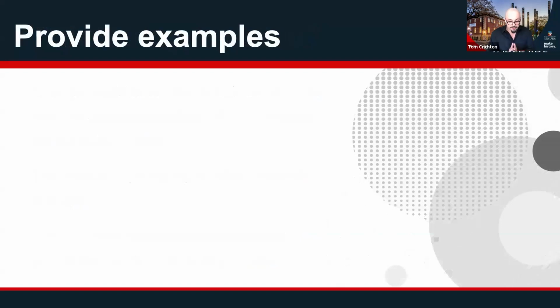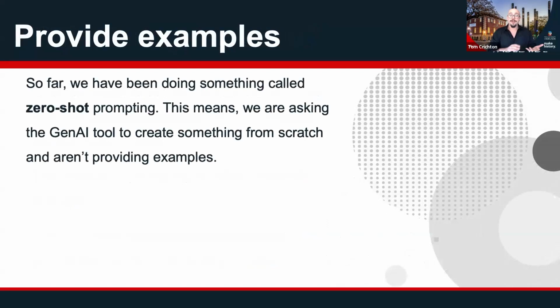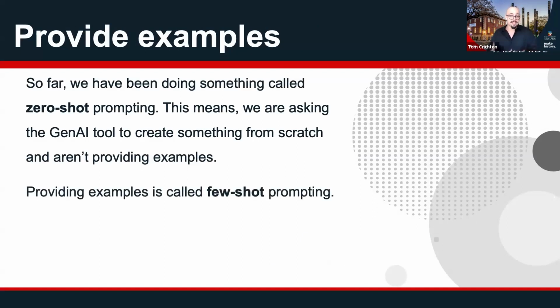Another way is to provide examples. So far, what we have been doing is something called zero-shot prompting. This means that we are asking the Gen AI tool to create something completely from scratch and aren't providing any examples of the types of things it might copy. Providing examples is called few-shot prompting.